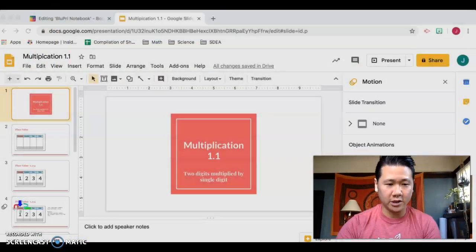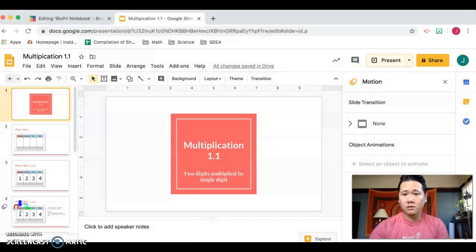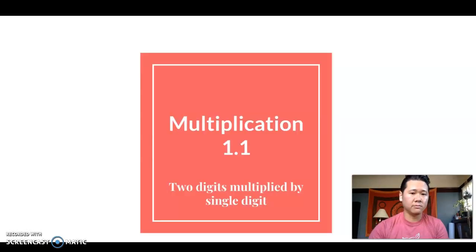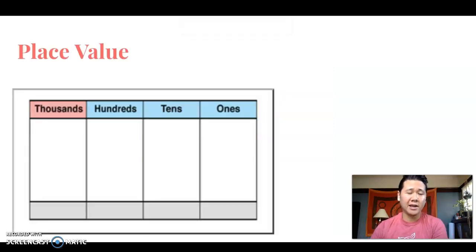Hey y'all, it's Mr. J, and today we're going to be reviewing some multiplication, and we're going to be doing some two-digit multiplications multiplied by a single digit. Gonna load up PowerPoint. Alright, so multiplication, two digits multiplied by a single digit.